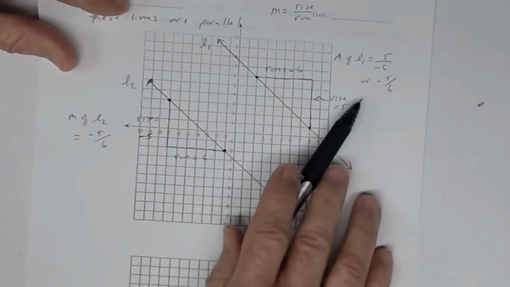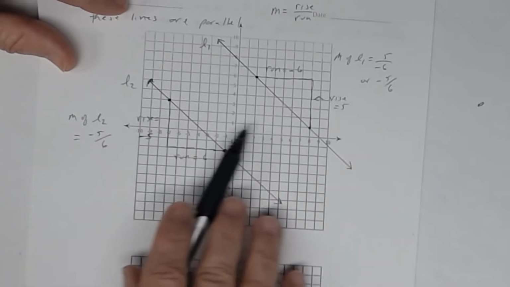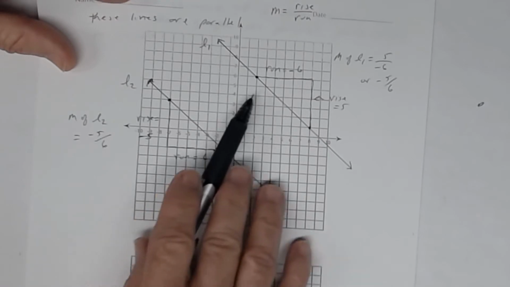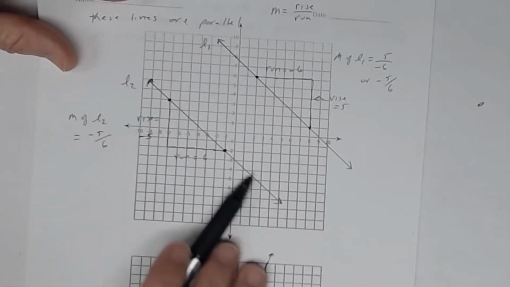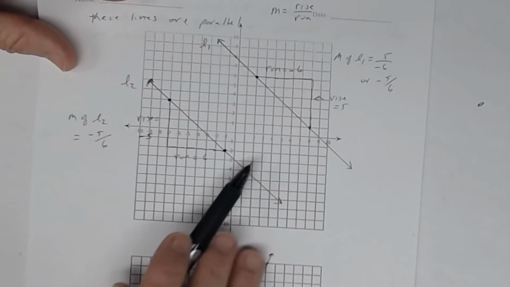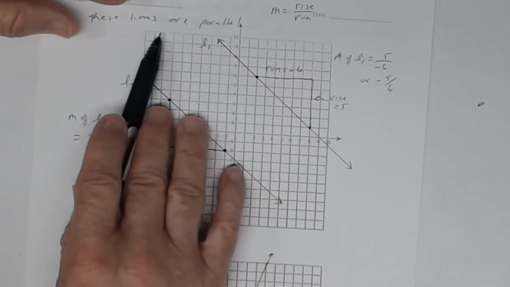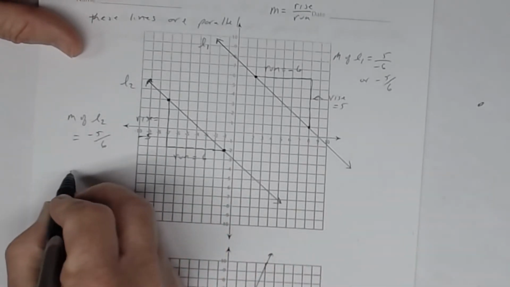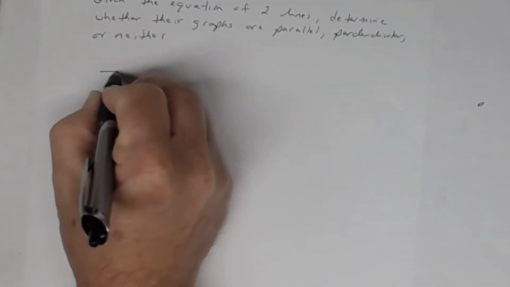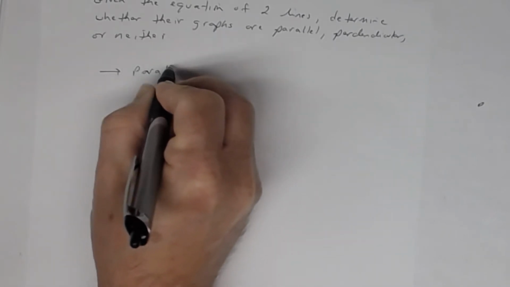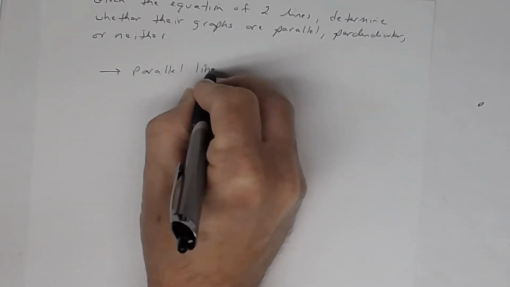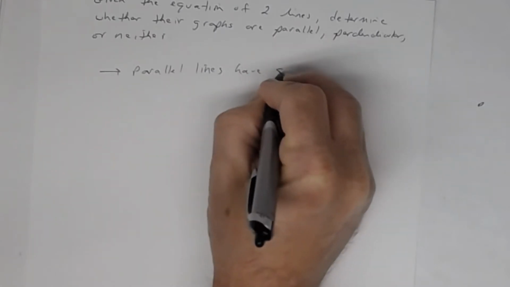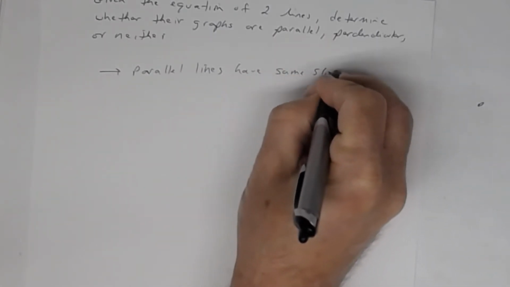So what do you notice about these two slopes? The slopes are the same, right? And we knew those lines are parallel because of the way I drew it, they would never intersect. So we know this now: parallel lines have the same slope. I'm going to write this right here. Parallel lines have the same slope. Okay? All right, so that's important.